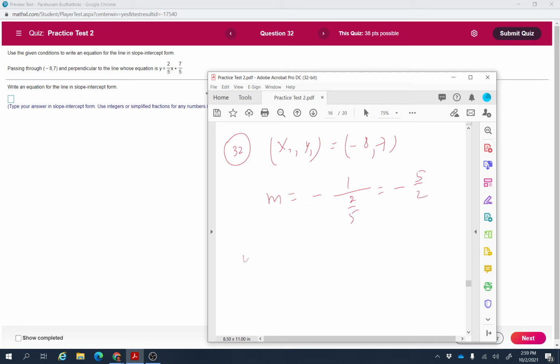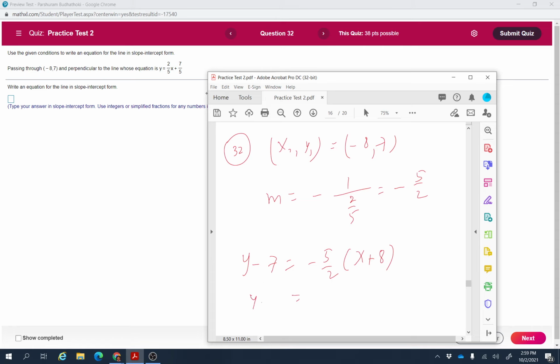So now the equation is y minus y1, which is 7. Slope is -5/2. x minus x1, which is -8. That negative and this negative becomes positive. And now remember, always read the instruction, which says write an equation for the line in slope intercept form.